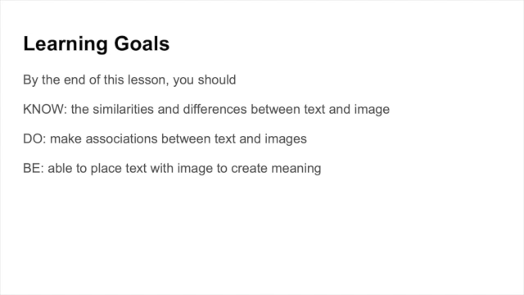So by the end of this lesson, there's a few things that you should know, do, and be able to accomplish. The first thing is we need to know how text and image are similar. We also need to understand that there are some differences between the two that make them unique forms of communication. We also need to be able to make associations between text and images. And lastly, you're going to be working to create a mini artwork or a series of mini artworks that create tension between text and image. All right, so here we go.